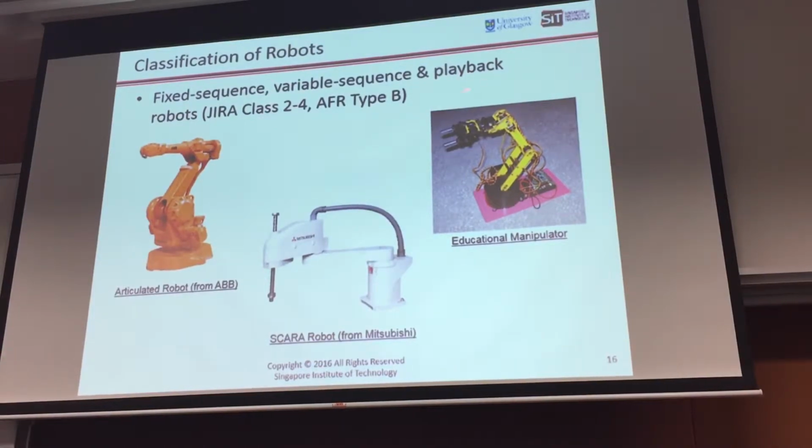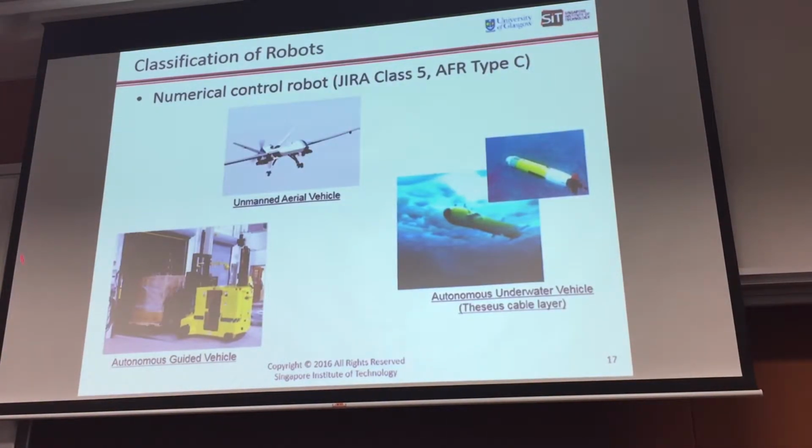Okay. Fixed sequence, variable sequence. These are typical robots that you have. In the next lecture I will go through a bit more detail on this kind of industrial robot. These are the typical robots that you will see in the industry. Numerical control. These have very limited decision-making capabilities, but they can make some decisions.